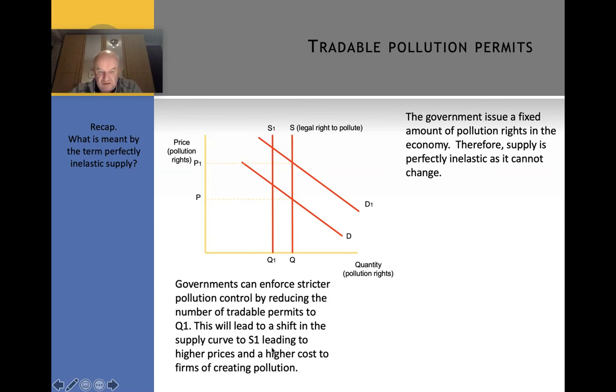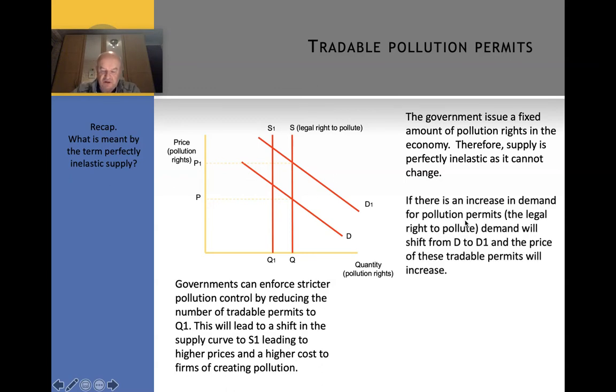And in this instance, that's going to lead to higher prices and a higher cost to firms creating the pollution, okay? Now, clearly, in this case, the government could issue a fixed amount of pollution rights in the economy. And as a result of that, the supply is perfectly inelastic in that it can't change, okay? It can't change, and as a result of that, there is a maximum quantity that can be demanded, if you like. So that is not going to change.